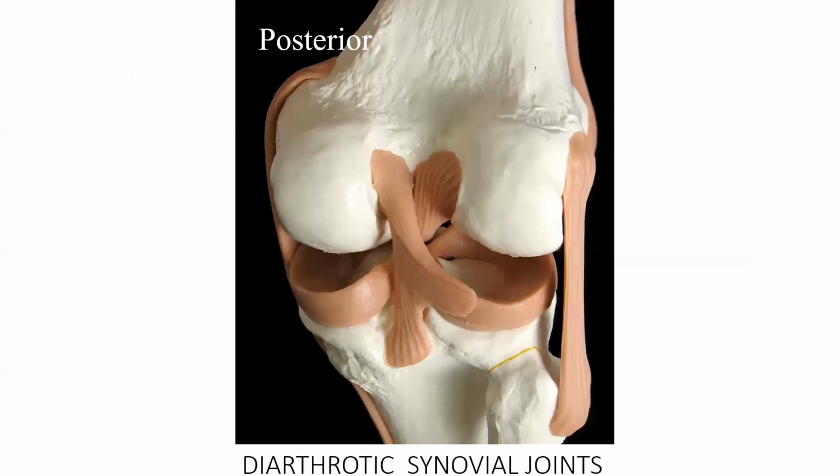Okay. So now here's a reasonably healthy looking knee. We're looking at it from the posterior surface. Here is the medial condyle. There's the lateral condyle of the femur. There's the medial condyle and the lateral condyle of the tibia. There's the medial meniscus and the lateral meniscus. Let's put some labels on this.